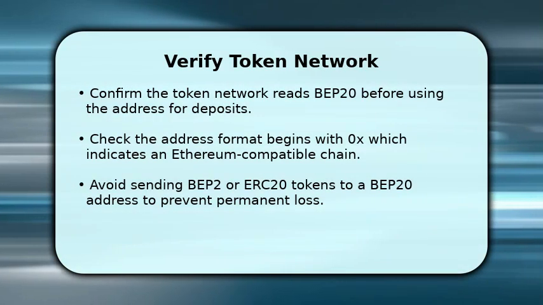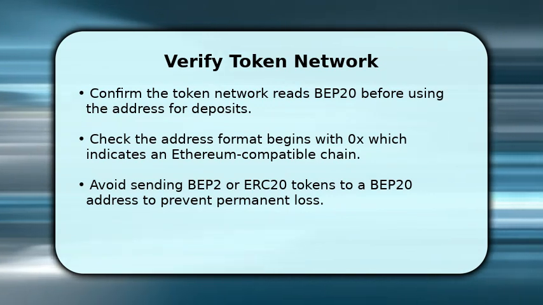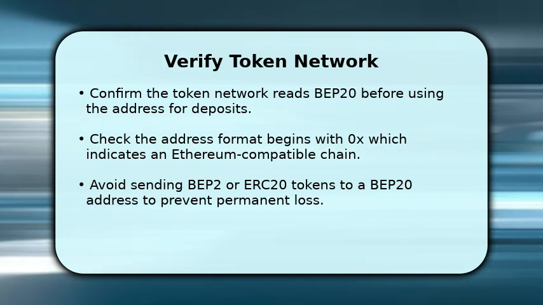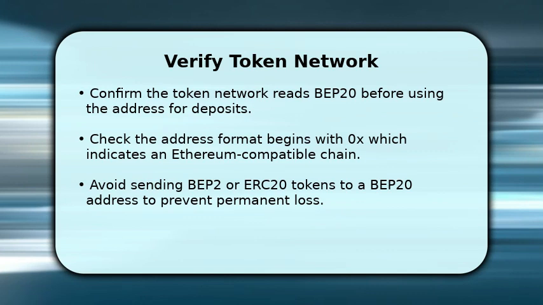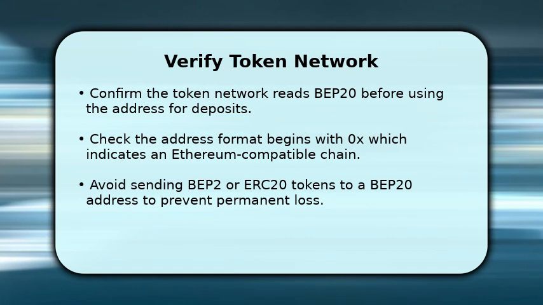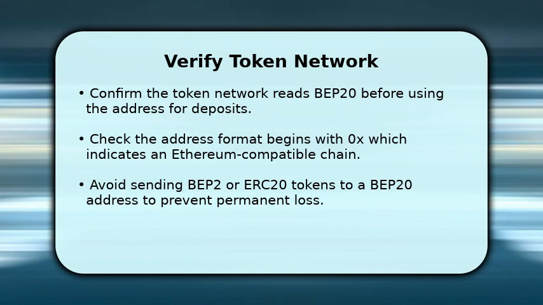Start by confirming the network label says BEP20 on the token page in Trust Wallet. Verify the address starts with 0x, so you know it is Ethereum-compatible BEP20. Don't mix networks like BEP2 or ERC20 with BEP20, because sending on the wrong chain often causes irreversible loss. If unsure, send a small test transfer first, then proceed with the full amount after confirming receipt.